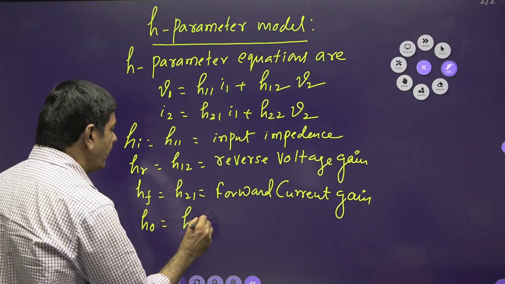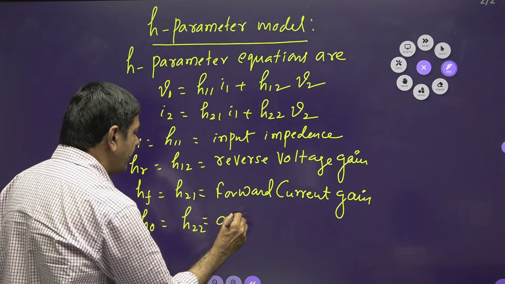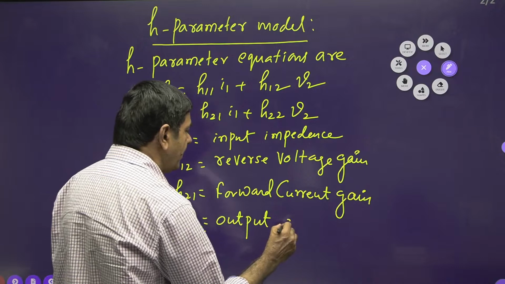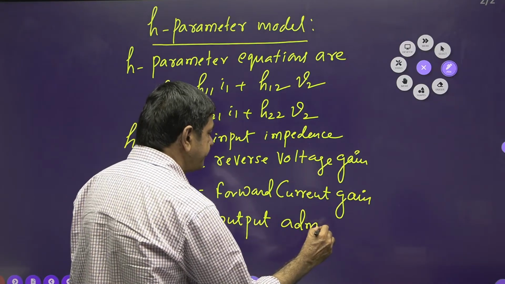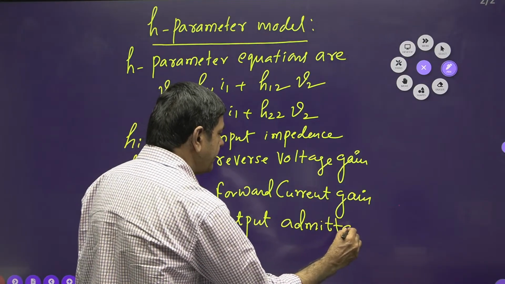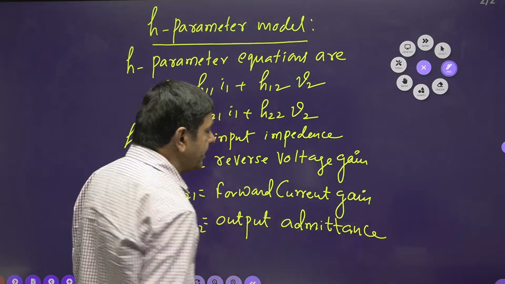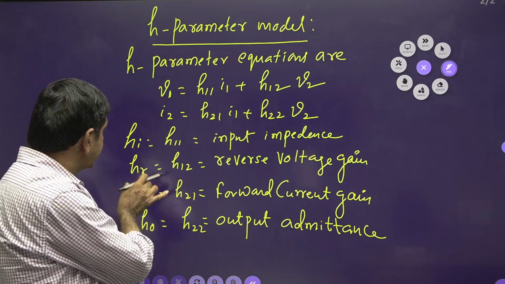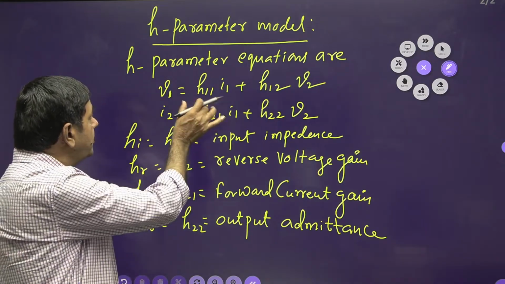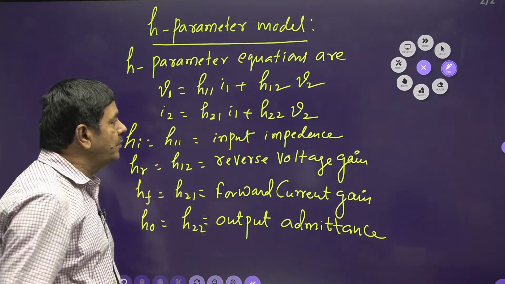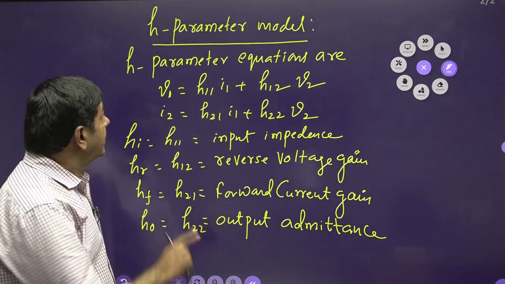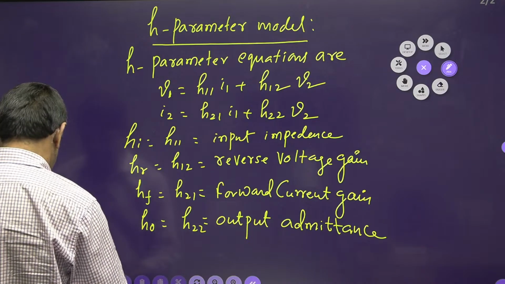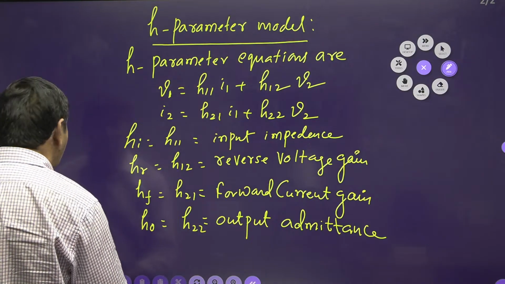That is equal to output admittance. It is given the name output admittance. So these are the symbols HI, HR, HF, H0. I will put them in the place of H11, H12, H21 and H22. Now the given H parameters you can rewrite in this way. How can we rewrite? I'll write now.